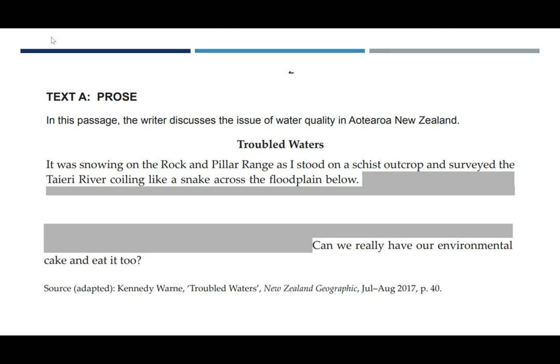So this is looking at the 2019 text. I can't get the full text, but that doesn't matter for this anyway. So it is a prose piece. It is a passage, so you know it is an extract. In this passage, rather, this is the extract.